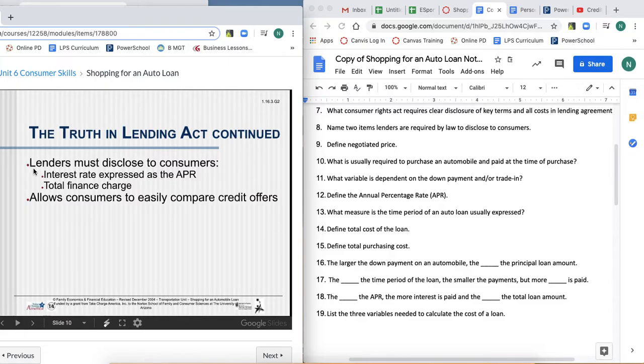Some of the things that they must disclose in those contracts are things like the interest rate and any finance charges, and they have to allow consumers to easily compare other credit offers. So they can't make it difficult for you to see what other companies are offering, because then they're not really being fair to the consumer, who may not know better than to not compare, or just go with the easiest option.